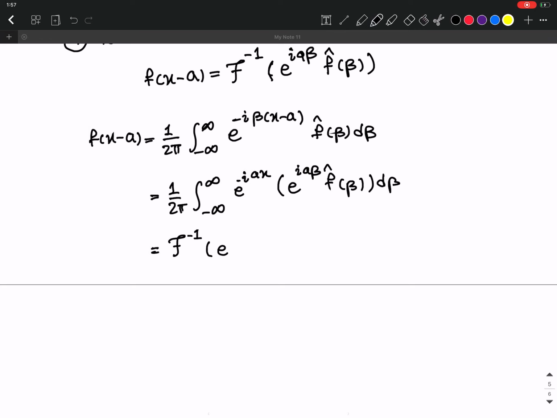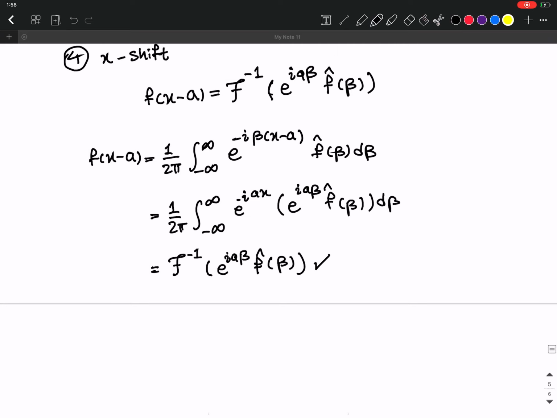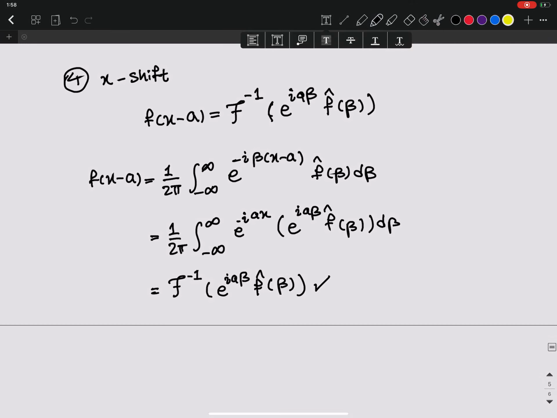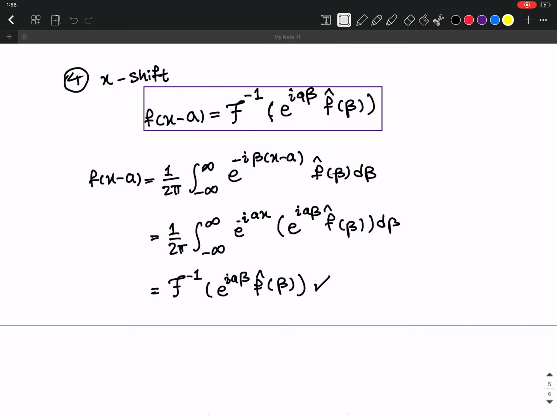So it's the inverse Fourier transform of e to the i a beta f hat beta based on the definitions that we had. And so this expression is the proof. Okay, so an x shift, a shift in the x space in your argument, is gonna cause us to multiply by e to the i a beta in the Fourier space, okay?